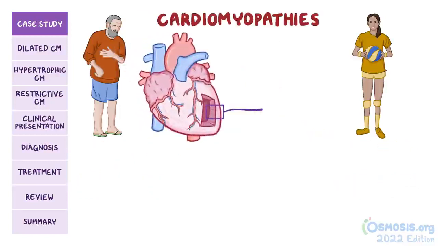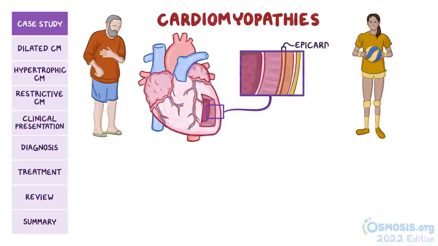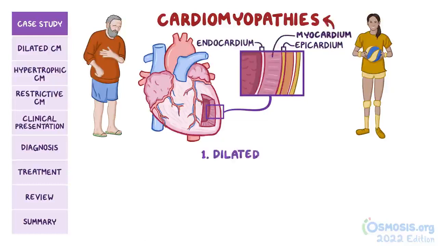From outside to inside, the heart is made of the epicardium, myocardium, and endocardium. Diseases that affect the myocardium are called cardiomyopathies. The three main subtypes are dilated, hypertrophic, and restrictive cardiomyopathy.